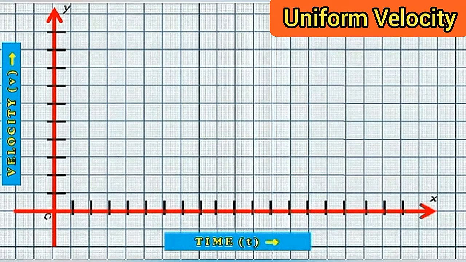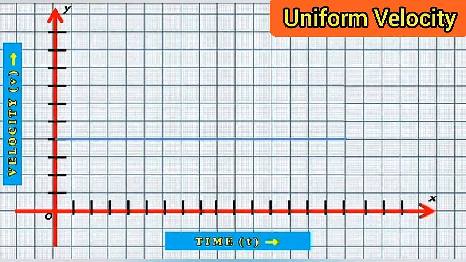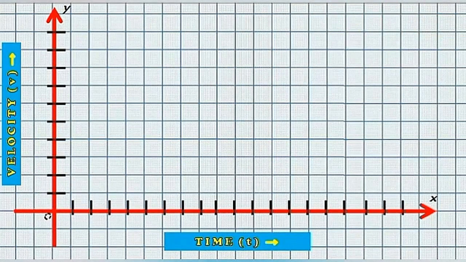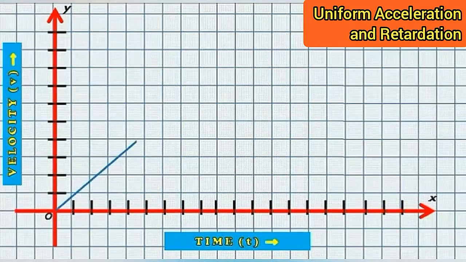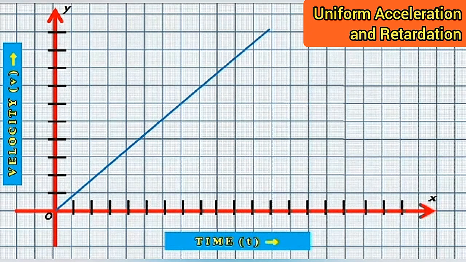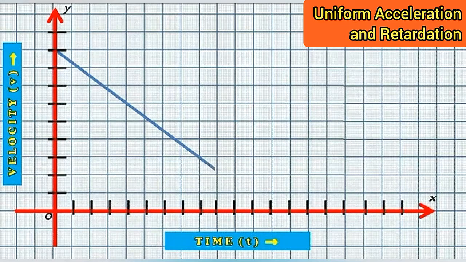First, let us draw the velocity time graph for uniform velocity. For a body moving with constant velocity, the velocity time graph is a straight line parallel to the time axis, as shown in this figure. Next comes the velocity time graphs for uniform acceleration and uniform retardation. For a body moving in uniform acceleration or retardation, the increase or decrease in velocity is proportional to the time taken. So, the velocity time graph is a straight line inclined to the time axis, as shown in this figure. This is the case in uniform acceleration and this is the case in uniform retardation.